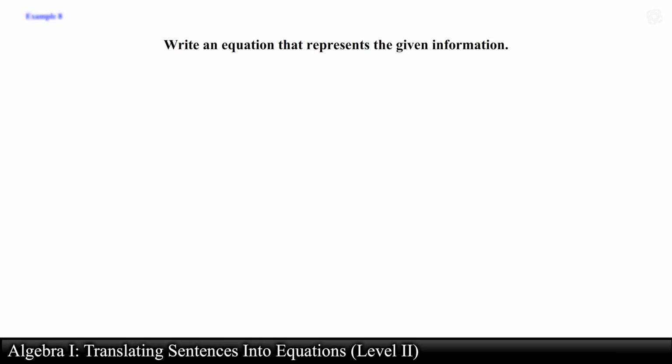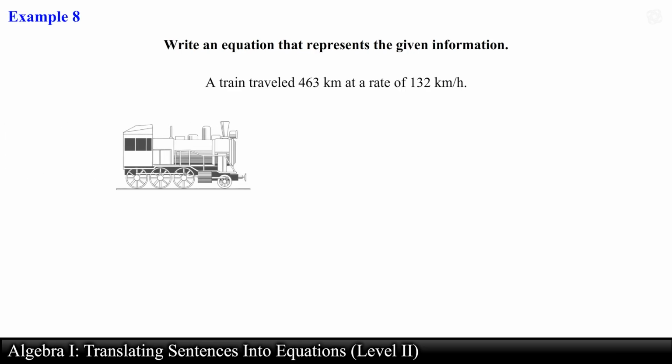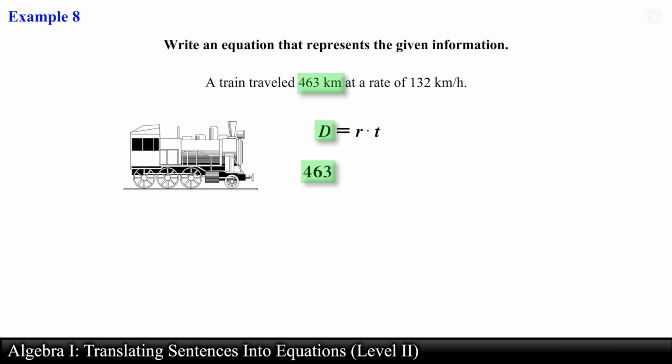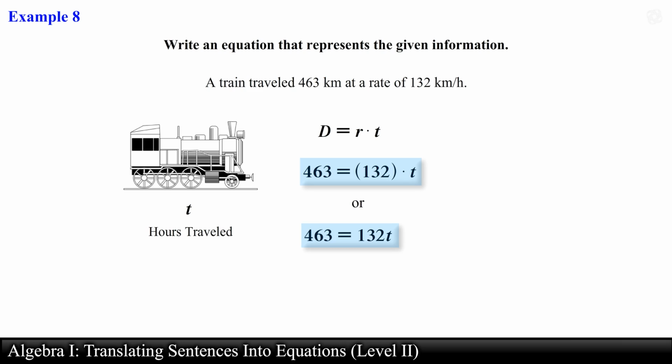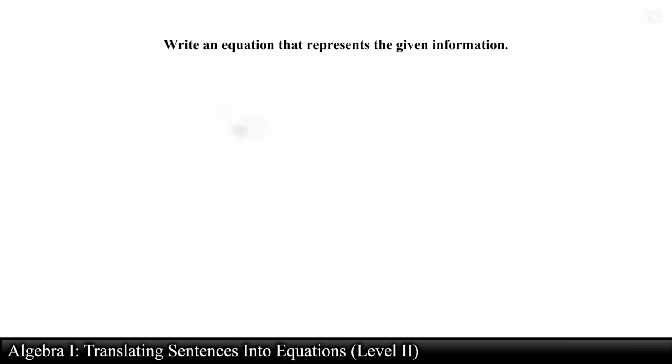Alright, let's check the following sentence. A train traveled 463 kilometers at a rate of 132 kilometers per hour. This looks like a classical distance equals rate times time problem. We are given the distance, which is equal to 463 kilometers, and we are given a rate, which is 132 kilometers per hour. What is not given is the time, or in this case, the hours traveled. So we will let that value be represented by the variable t. So the final equation is written as 463 equals 132 times t, or 463 equals 132t. Alright, let's try the final problem.